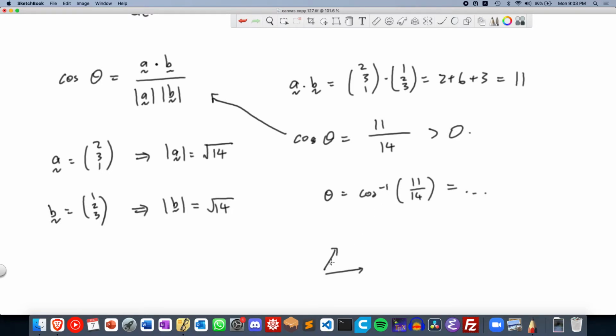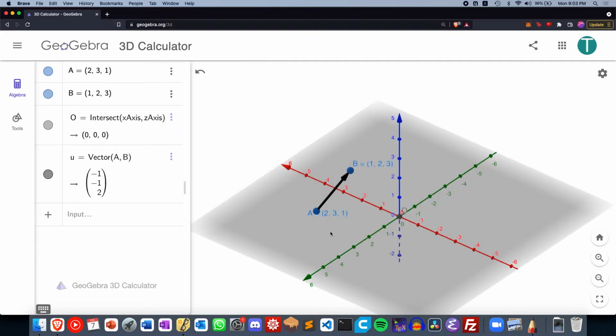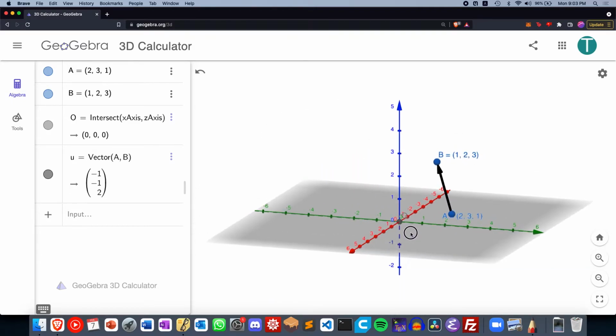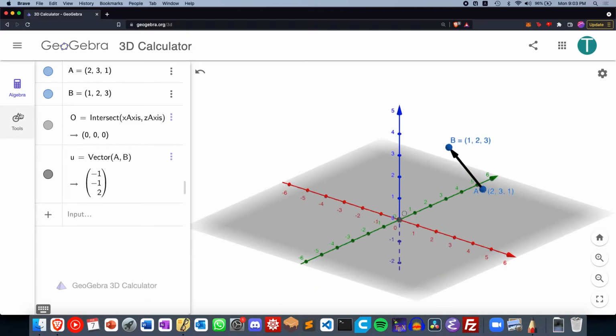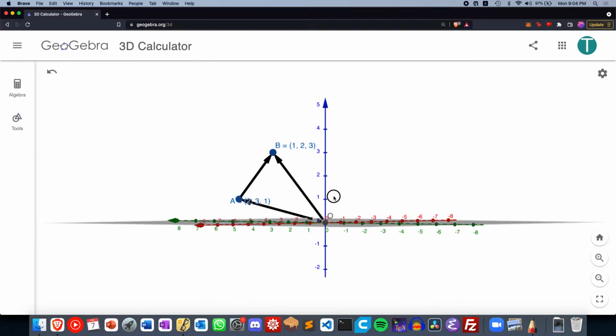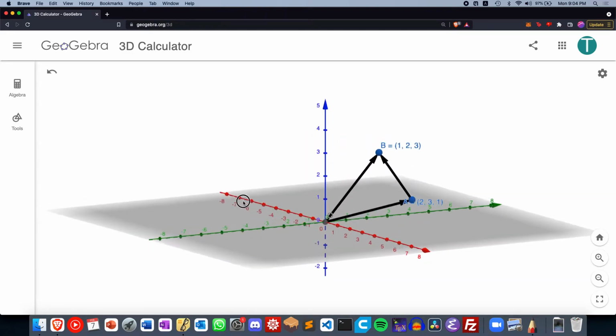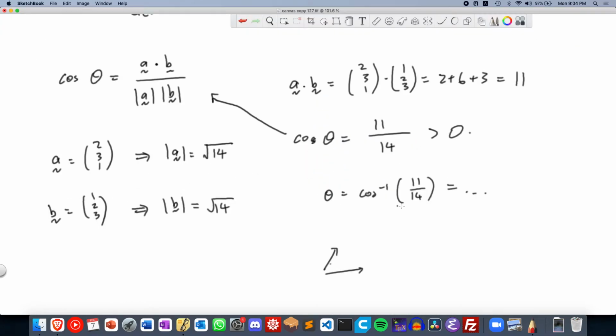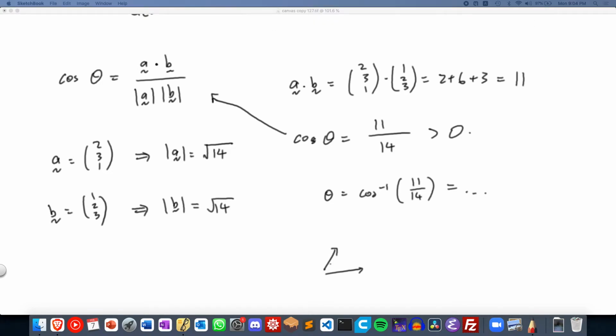So you can see that they're pointing in a similar direction, and if we head over to our diagram, the vectors OA and OB, OA is this vector and OB is this vector, are pointing in similar directions. If you move around in 3D space, you can see that OA and OB are pointing in similar directions. The angle between them is acute. Okay? So that's for vectors.